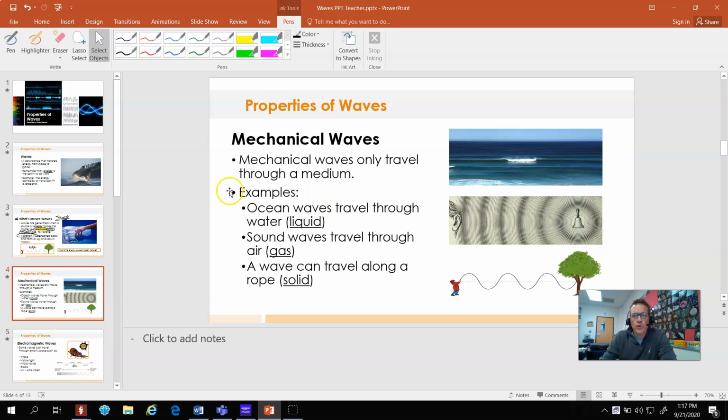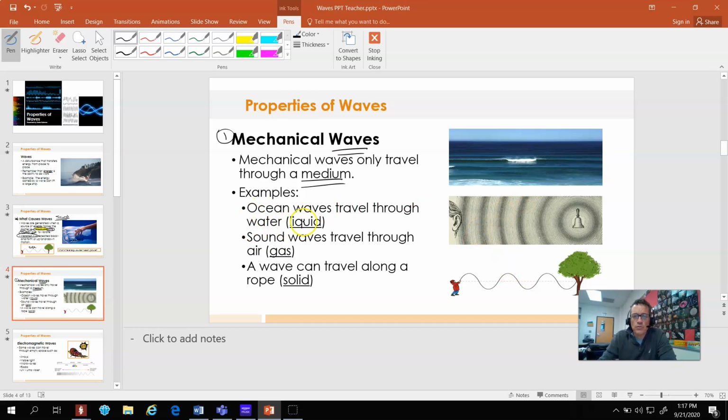A couple different types of waves that we will talk about. One is a mechanical wave, and it's defined as needing a medium to be able to travel through. So some waves don't need to do that. We've got pictures here of an ocean, a sound wave, and again the rope that we have.